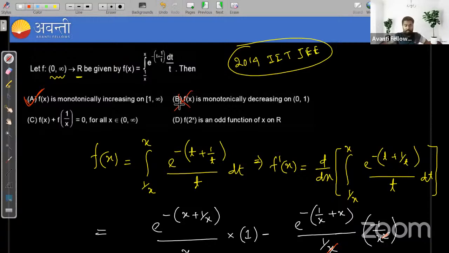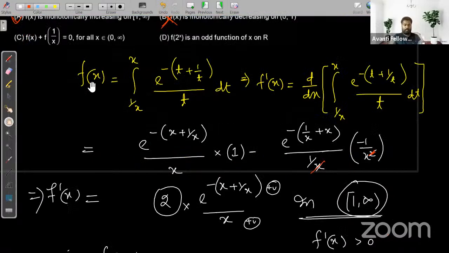No, it's wrong. So option B is wrong. Okay. So if option B is wrong, now we'll move to the third option. What is given in the third option? That is f of x plus f of 1 by x, right?